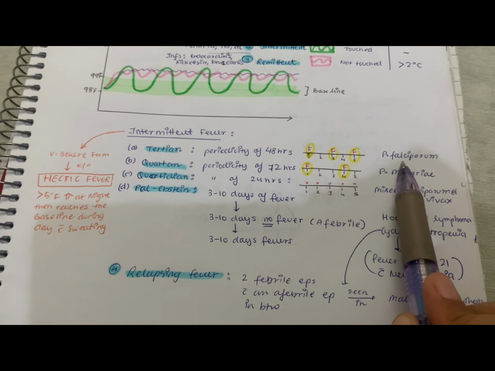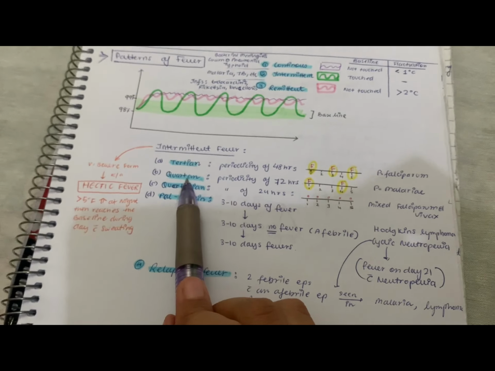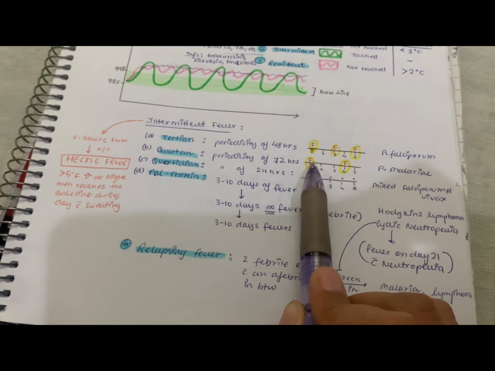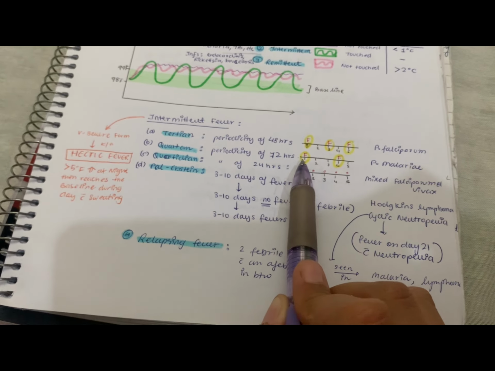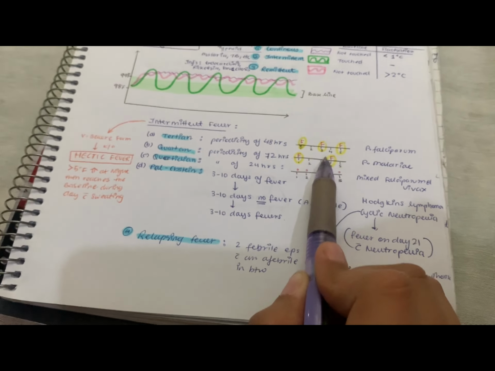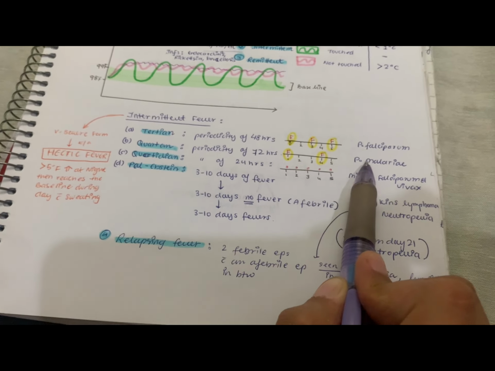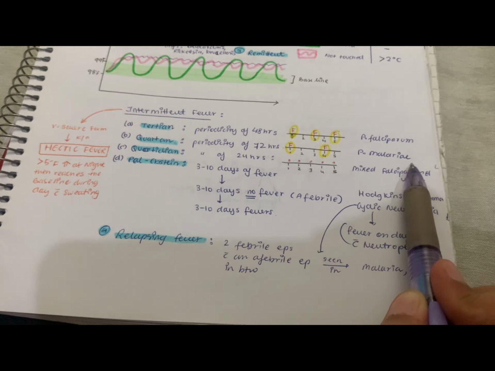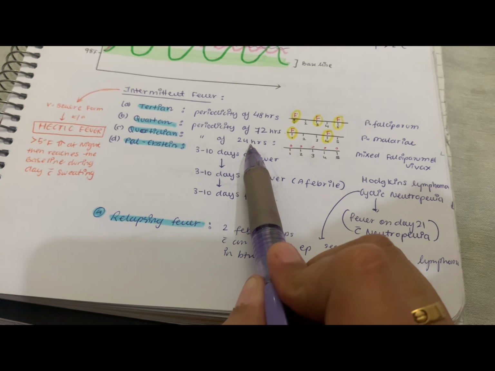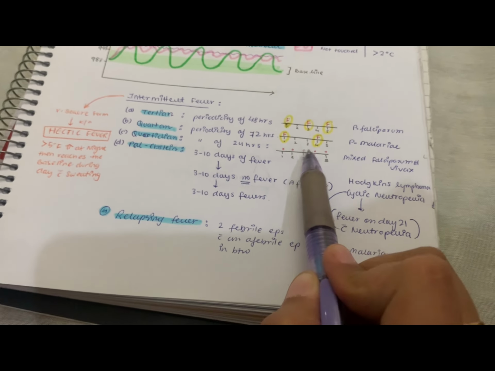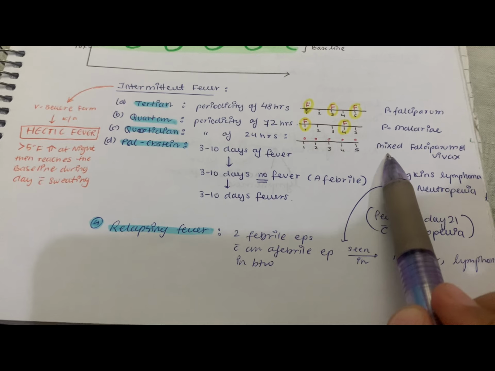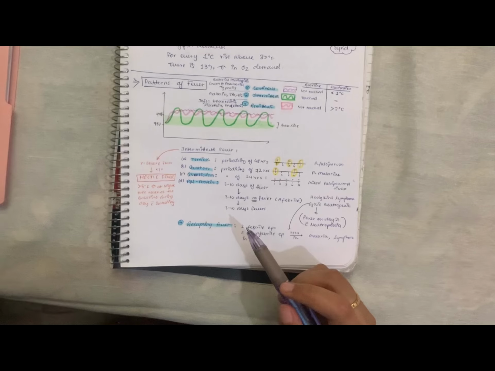Examples of this is P. falciparum, Plasmodium falciparum. Quartan fever, the periodicity is 72 hours. In 72 hours, the period will reoccur. For example, the patient has fever on day 1, then there will be no fever on day 2 and 3. Again, the patient will have fever on day 4. Similarly, the pattern follows, and the example is Plasmodium malariae. Quotidian malaria periodicity is 24 hours. So the patient will have fever on every day, but once a day. There will be one spike per day. Example is mixed falciparum and vivax.